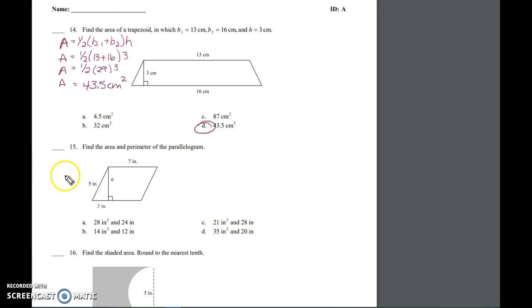Number 15, find the area and perimeter of the parallelogram. Well, the area formula is base times height. Oh, we don't have the height. I wonder what we're going to do. Pythagorean theorem. Actually, not even that. Pythagorean triple. So the height is equal to 4, and that's because the triangle is a 3, 4, 5 triple. So use those to your advantage. It is a triple. You should know them by now.